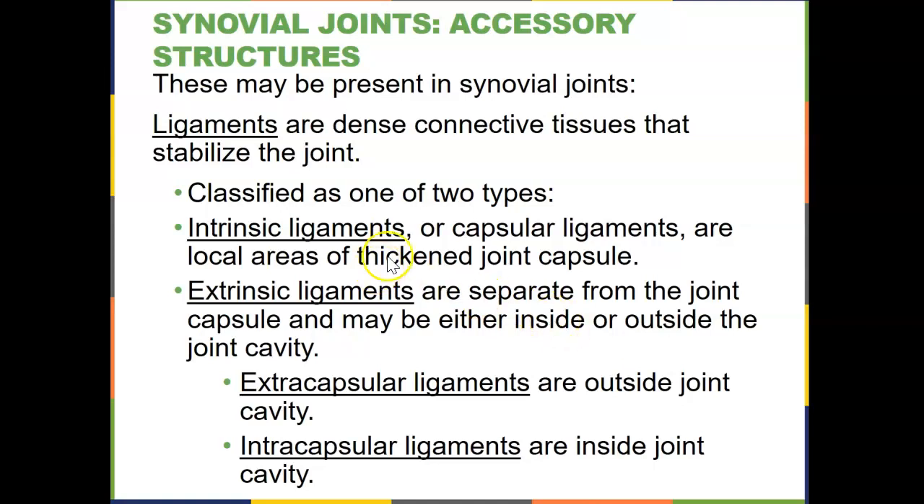Other accessory structures are going to include ligaments. These are obviously, as we've always talked about, really dense connective tissue that helps stabilize the bones of a joint. We have the intrinsic ligaments. These can also be called capsular ligaments, and they are in areas where you have a thickening of the joint capsule. Then you have extrinsic ligaments. These separate the joint from the capsule and are typically on the inside or the outside of the joint cavity itself. So we have the extracapsular ligaments on the outside of the joints and the intracapsular ligaments, which are inside.